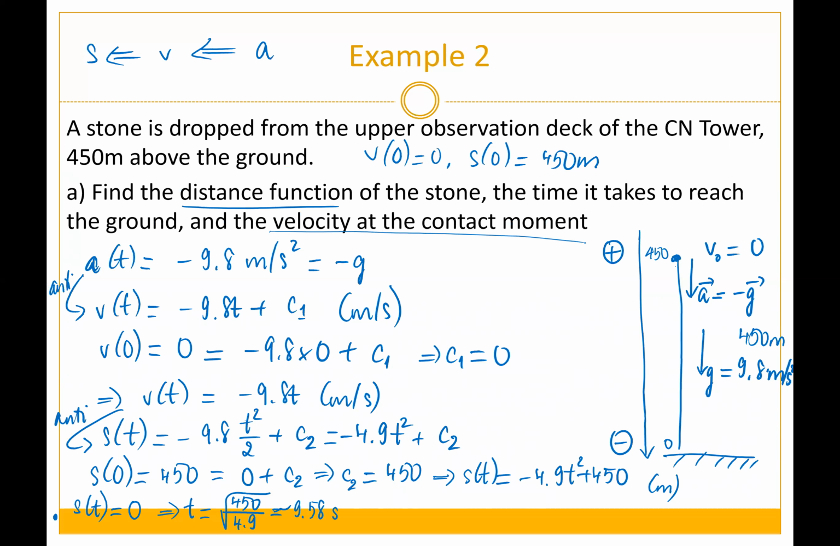And then you need to find the velocity at the contact moment. So now you have t, you just plug it into the function of v. So v of 9.58 seconds is going to be negative 9.8 multiplied by 9.58, which is negative 93.91 meters per second. Now, why is the velocity negative? It means that the speed of the object when it reaches the ground is 93.91. Speed is always positive, it's just the magnitude of the velocity, but the direction is downward, so it's negative. That's all we have for the first part of example 2.